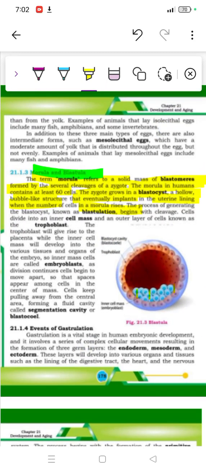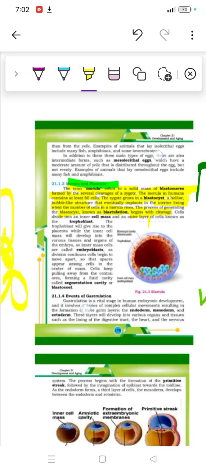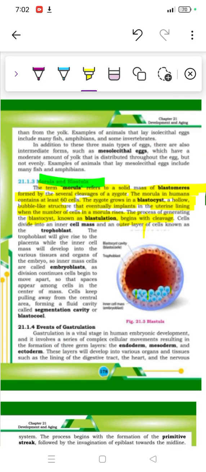Then the process of generating a blastocyst is called blastulation. Yes, it's quite an important point. The blastocyst is quite a small structure which has an outer covering, the zona pellucida, right? Then that begins with cleavage or mitosis. Cleavage and mitosis are separate things. Cleavage only occurs in animal cells, whereas mitosis occurs in both animals and plants. Cleavage simply involves the cytokinesis process, but mitosis involves cytokinesis plus karyokinesis. We've discussed that in the introductory class.